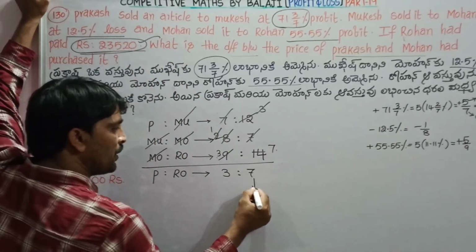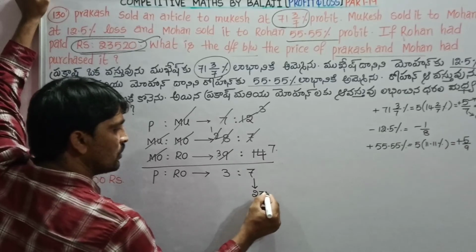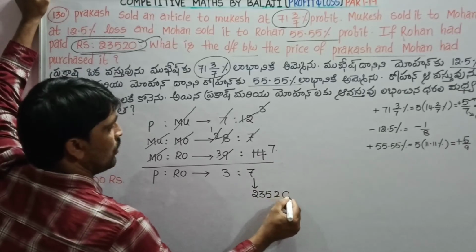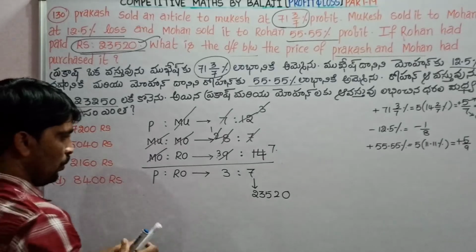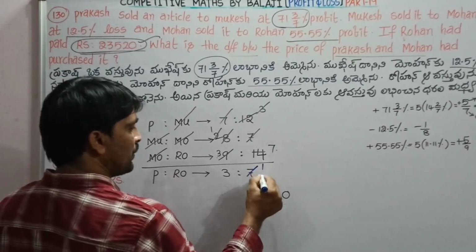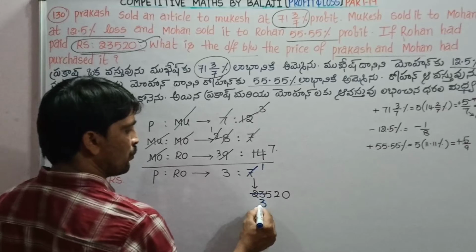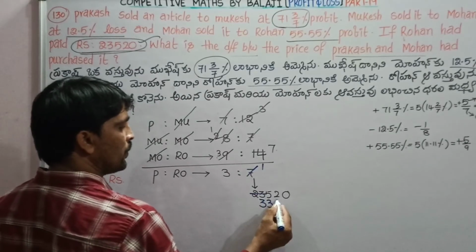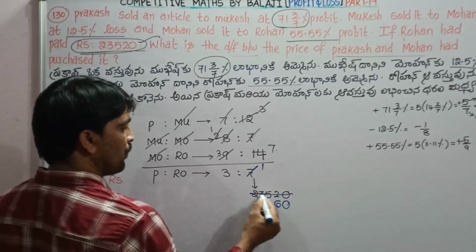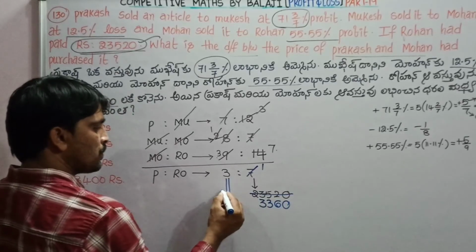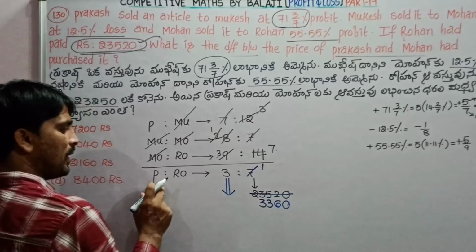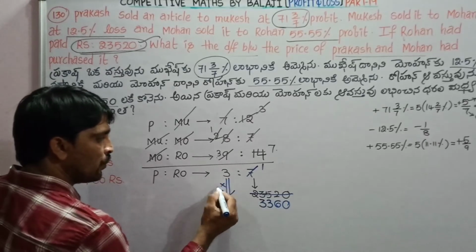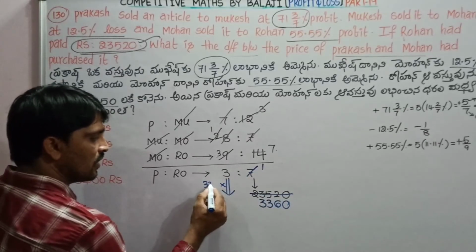And Rohan paid 23,520. That is, 7 units value is 23,520. We have to find 1 unit value. What is 1 unit value? 7 1s are 7, 7 3s are 21, 2 5 25, again 7 3s are 21, 4 2 42, 7 6s are 42, 0. That is 1 unit value is 3360.